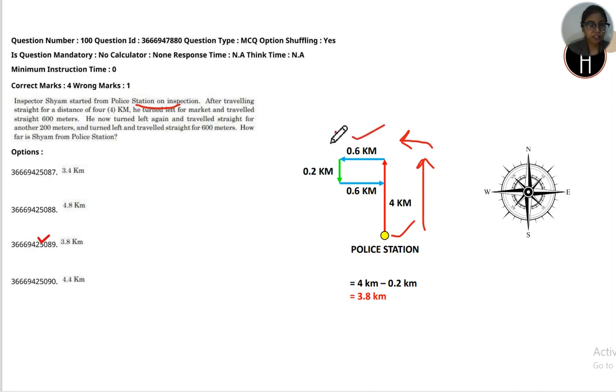He now turned left again and traveled straight for another 200 meters. So this is your 0.2 kilometer. Then he turned left. This is your left. Straight for 600 meters, 0.6 kilometer. How far is Shyam from the police station? So we reached this location, and at this location he has his police station. Now how far is he from his police station? From here to here, this distance is 4 kilometers and this distance is 0.2 kilometer. So we will subtract 0.2 kilometer from the 4 kilometers and we will get the answer, which is equal to 3.8 kilometers.